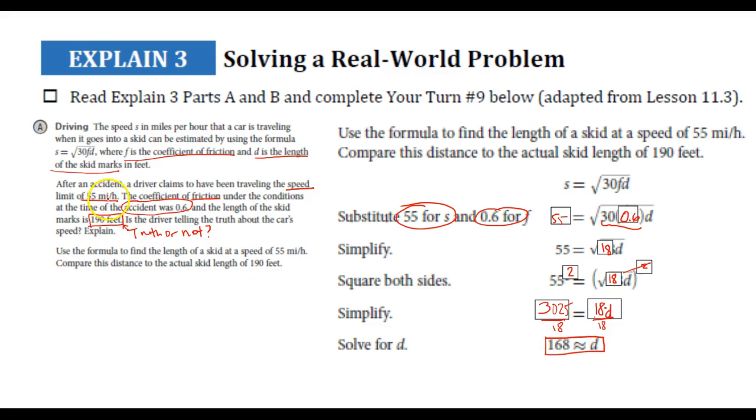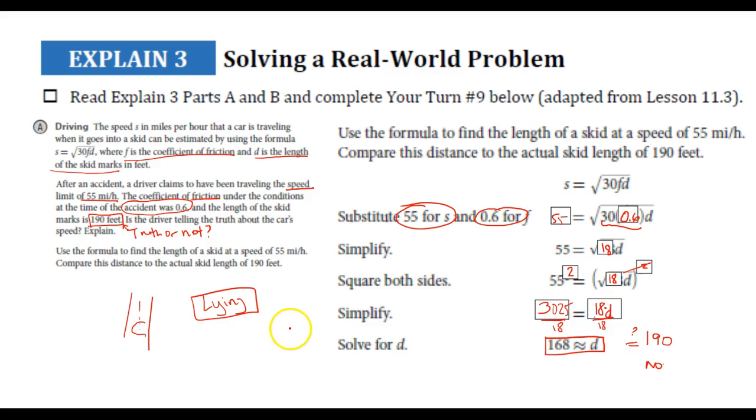So this person's saying, oh yeah, the speed was 55, that's how much I was going. Well, based on the evidence, because you can see the skid marks, those dark marks that you see on the road, those little markings that you see on the road sometimes, based on those, you can kind of see that, well, if you're telling the truth, it should be 168. Is 168 the same as 190? No. So this person's not telling the truth. This person's lying.